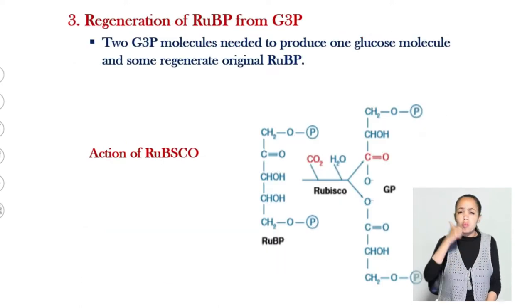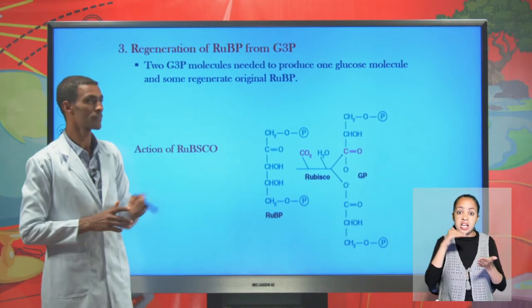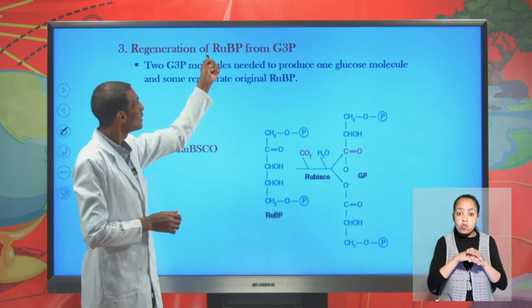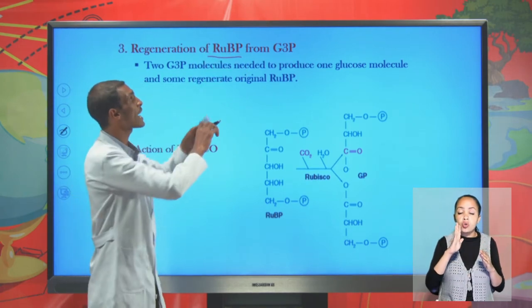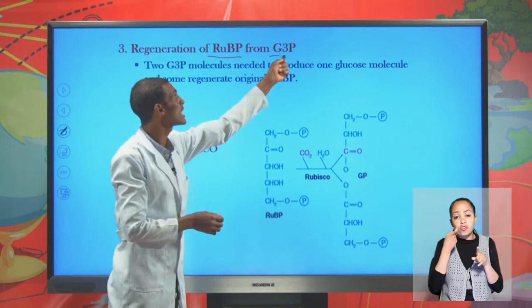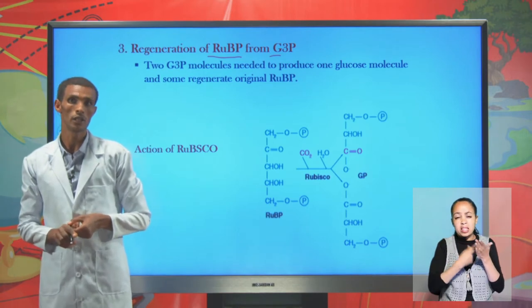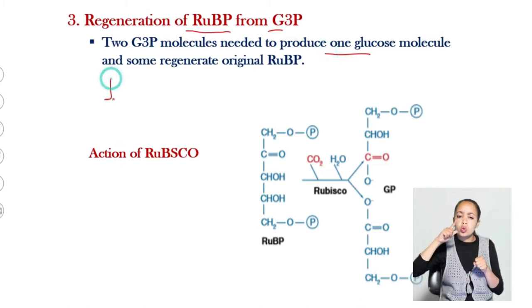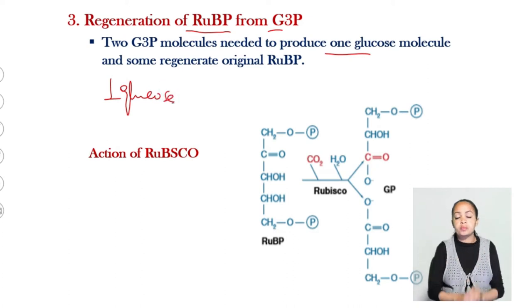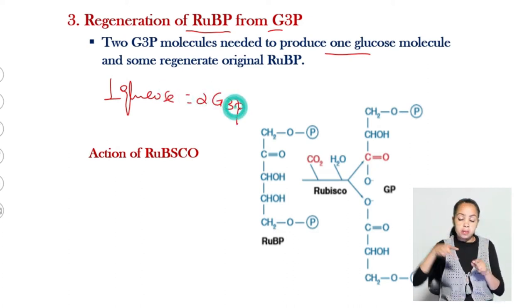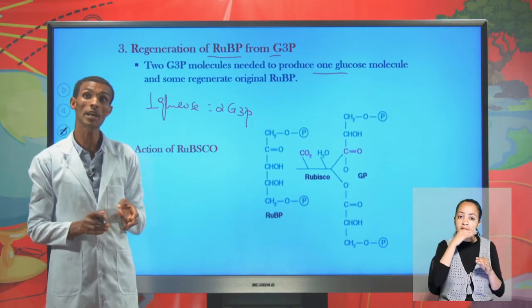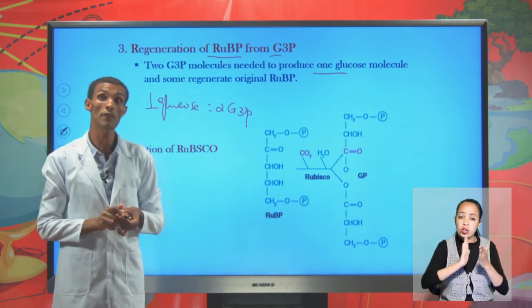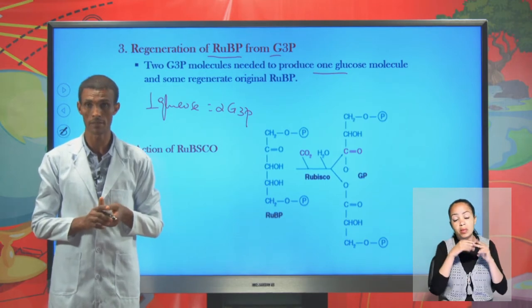The third most important step of the Calvin cycle is the regeneration step. This involves regenerating ribulose bisphosphate, the first intermediate 5-carbon molecule, from glyceraldehyde triphosphate. Two glyceraldehyde triphosphate molecules are needed to make one glucose molecule, while the rest are involved in regenerating ribulose bisphosphate. In order, fixation of carbon dioxide, reduction of carbon dioxide, and regeneration of ribulose bisphosphate are the three main stages that take place in the Calvin cycle.